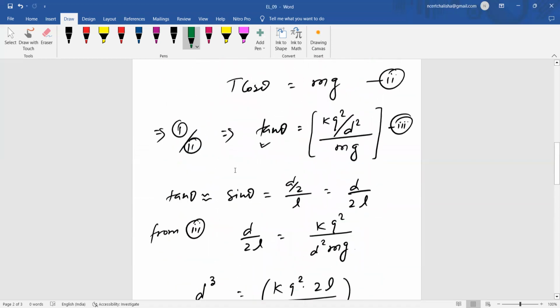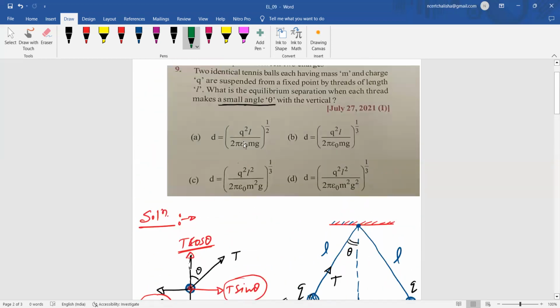And this is in which option you can see here, q square L divided by 2 pi epsilon naught mg. So this is in option 1, but here it is 1 by 2, so this is not the correct one. So the second option, you can see B option is correct. In B, it is q square L by 2 pi epsilon naught mg to the power 1 by 3. So this will be the final result.